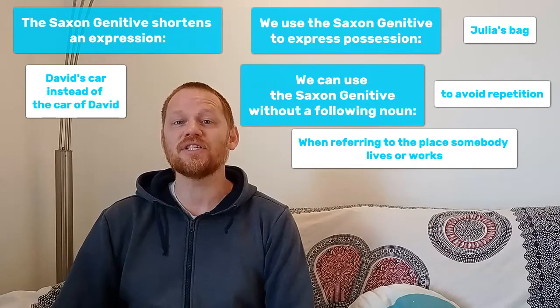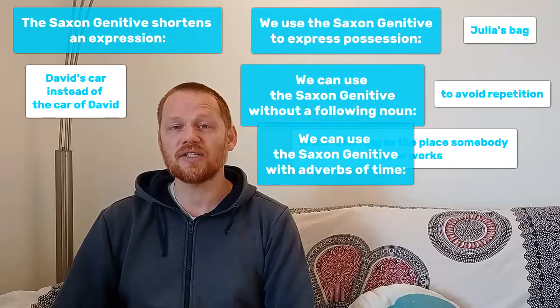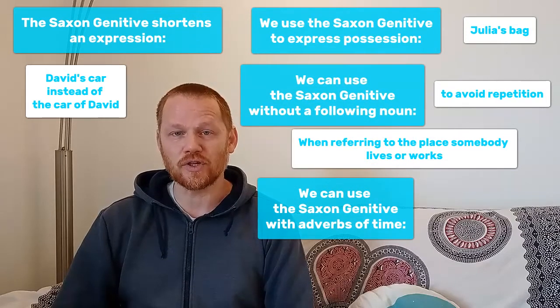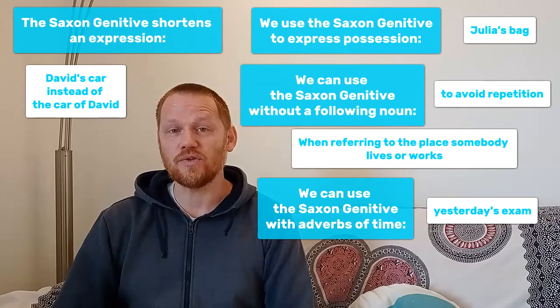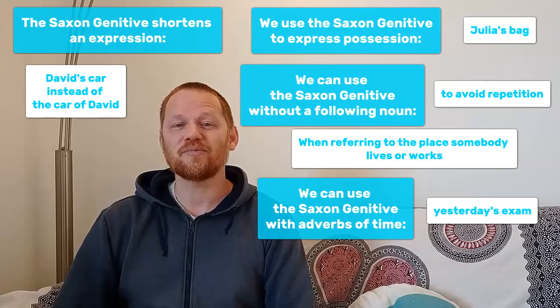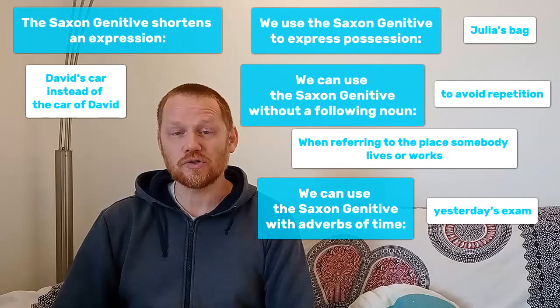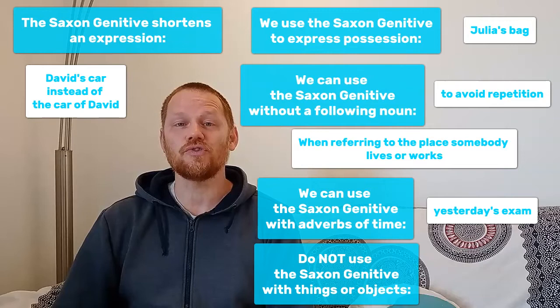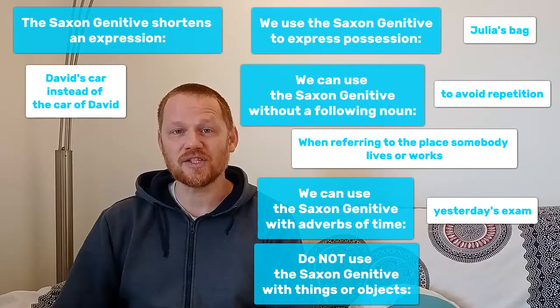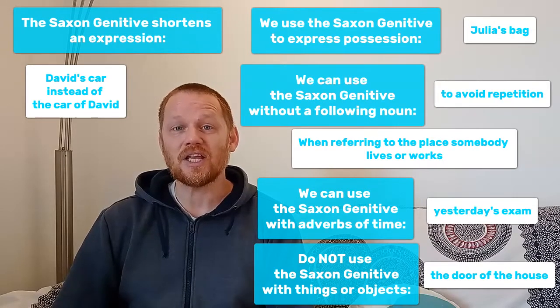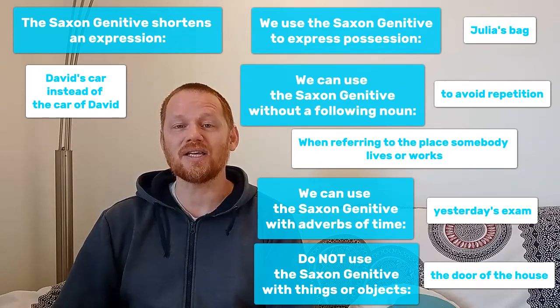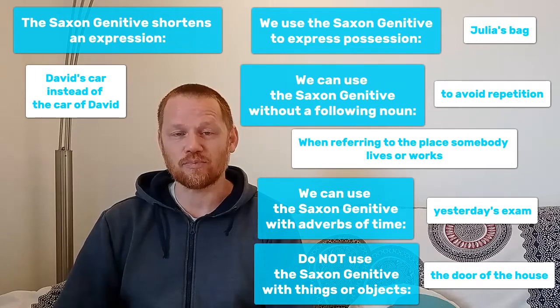Okay. Now, there is a second use to this Saxon genitive, and that is with adverbs of time. For example, yesterday's exam. So we use this Saxon genitive with the adverb of time yesterday in this case. Okay. And also remember, do not use the Saxon genitive with things or objects. For example, the door of the house is the door of the house. You cannot say the house's door. That is an incorrect expression.